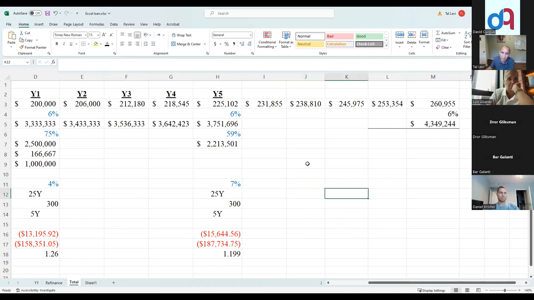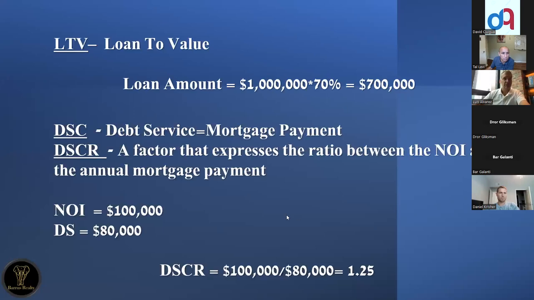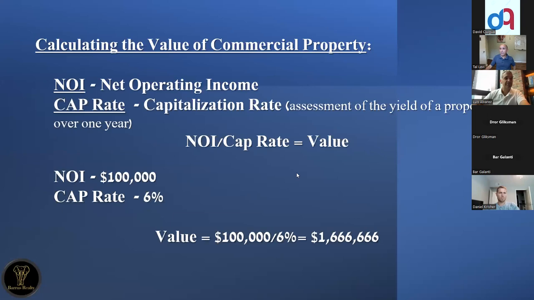Okay, so that means, let's go back one second to our PowerPoint. You see the PowerPoint? Yes. This is our formula, which means cap rate is NOI divided by value. I move this way and I move value the other way. So NOI divided by value is equal to cap rate, right?